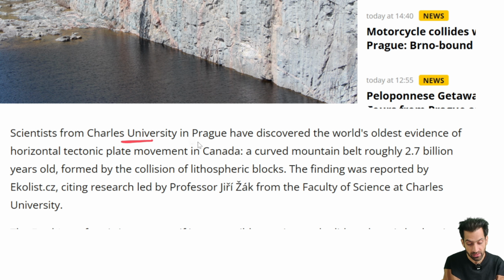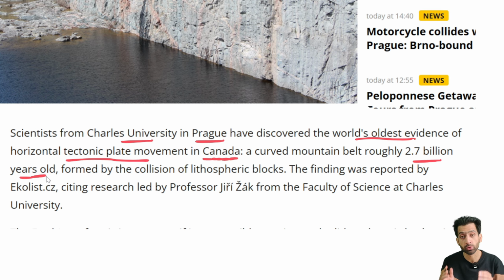Now, when we take a look at the article that I initially stated, in this the scientists from Charles University in Prague, where is Prague located? Any idea? Discovered the world's oldest evidence of horizontal tectonic plate movement in Canada. Basically, it is a curved mountain belt 2.7 billion years old. Okay, the mountain is 2.7 billion years old.